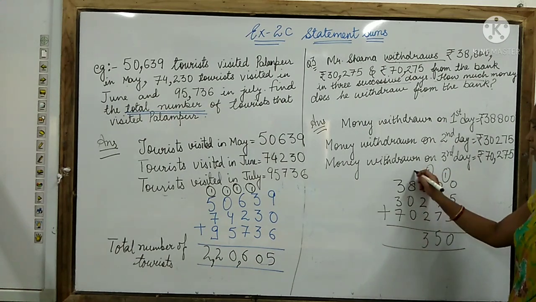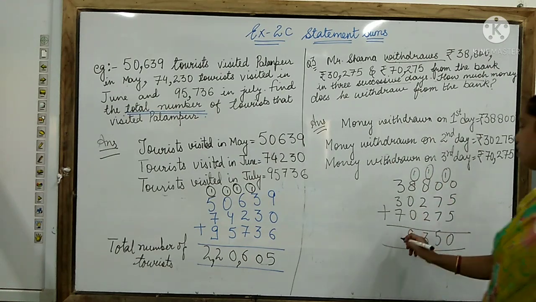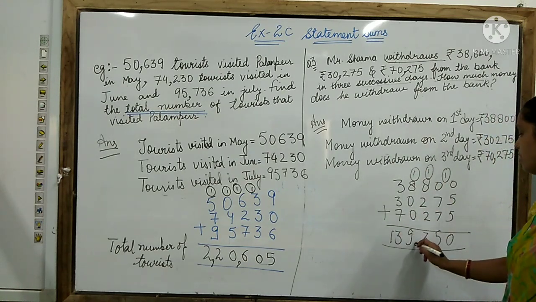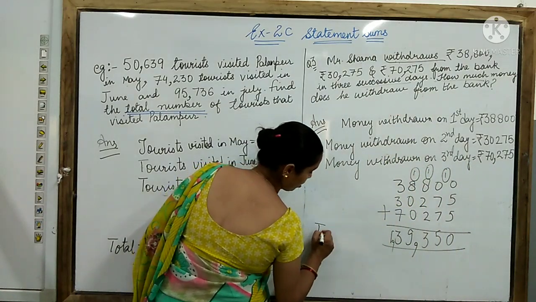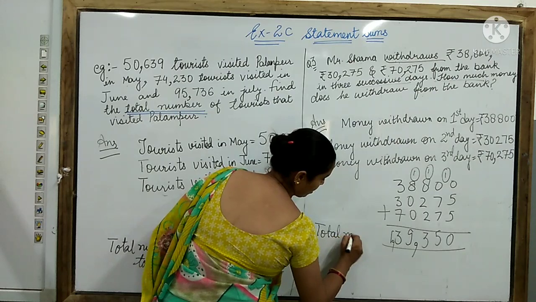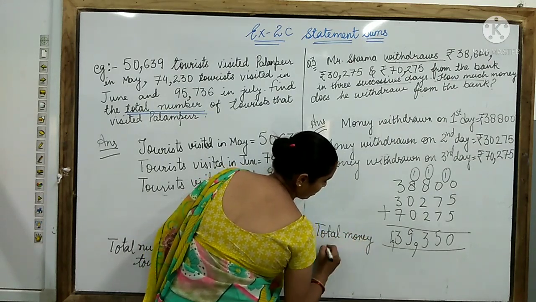I am solving it and my answer comes as this. And what is my answer? This is the total money withdrawn.